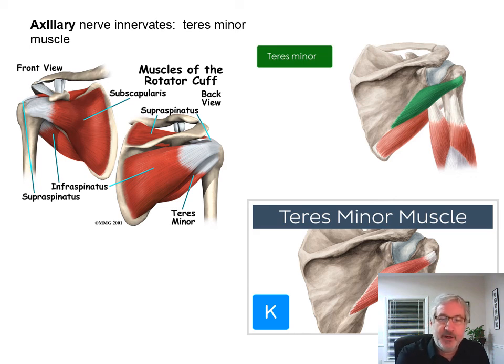So here's the teres minor. Here's a small muscle that's underneath down here. So the axillary muscle also innervates it. You don't have to know these. I want you to have seen these muscles. So when you get into muscles next semester, you'll have an idea of what these muscles innervate.